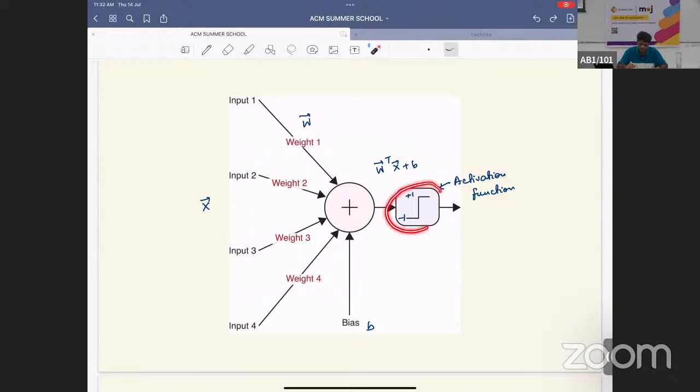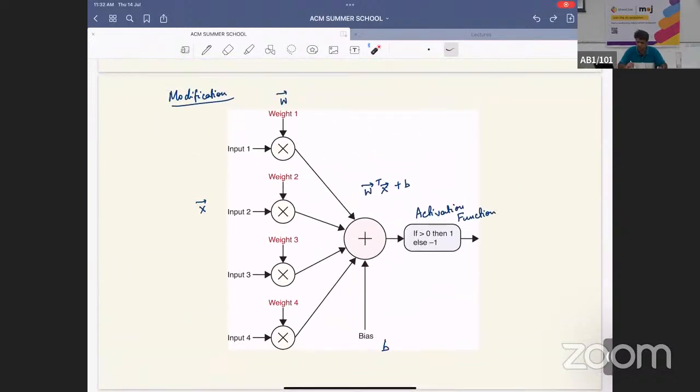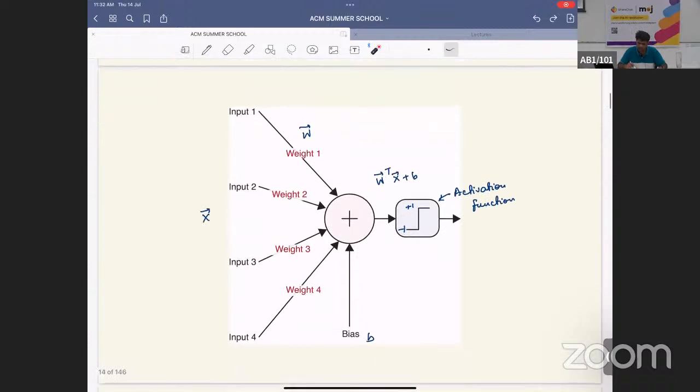Now this activation function, there is a representation like this also that we will see. So this function is called an activation function. It was a rule written like this: greater than 0, output 1, and else -1. That is written as a function here, which is also called an activation function.